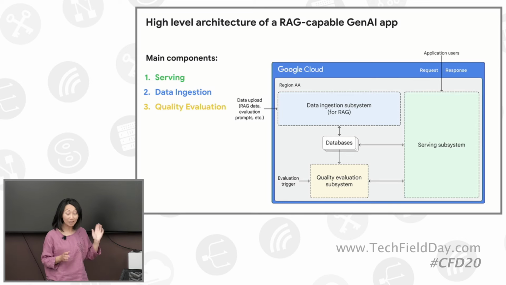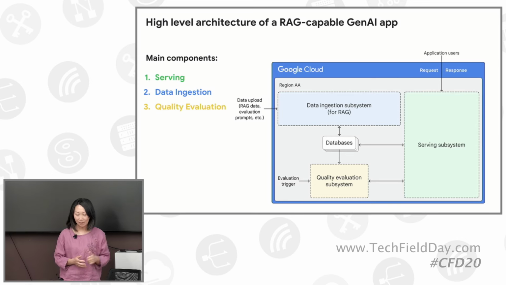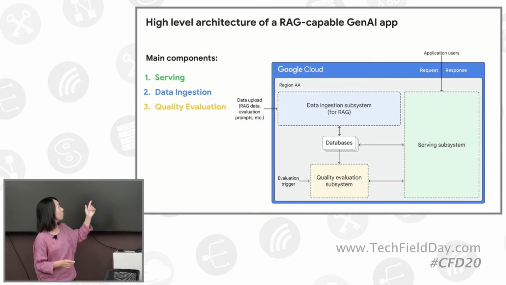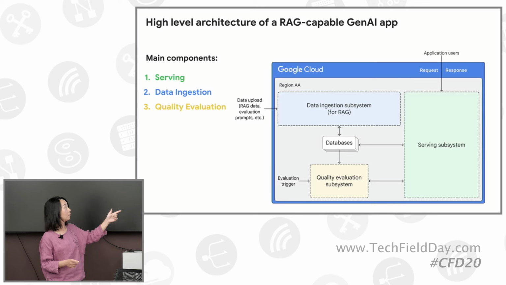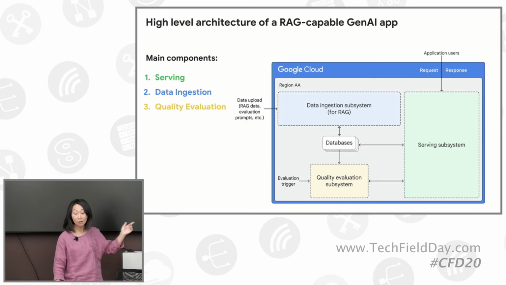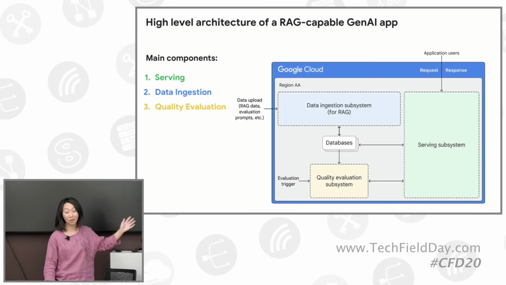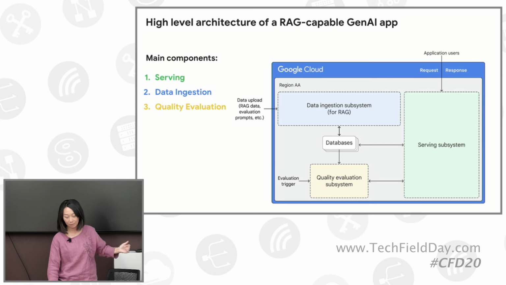There are three main components to this reference architecture, as you can see. Of course, number one is serving and orchestration. And then there is also the data ingestion part for RAG purposes. And then there's a quality evaluation subsystem. We're going to take a look at how Cloud Run plays a role in each of those subsystems. I'll explain those subsystems as well when I get to Cloud Run.